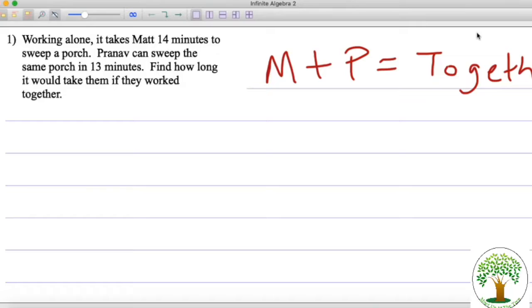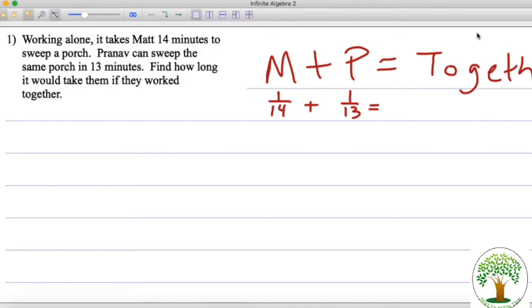Since we have Matt working a certain amount of time, and Pranav working a certain amount of time, we need to break it down so we can put the same things in here. How much does Matt do in 1 minute? 1/14. So 1/14 of the job he can do in 1 minute. What about Pranav? 1/13.